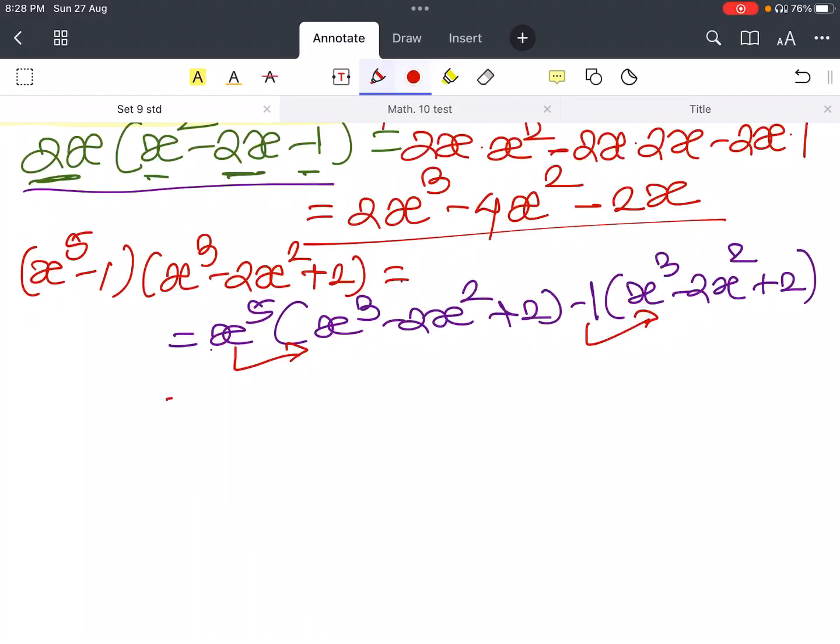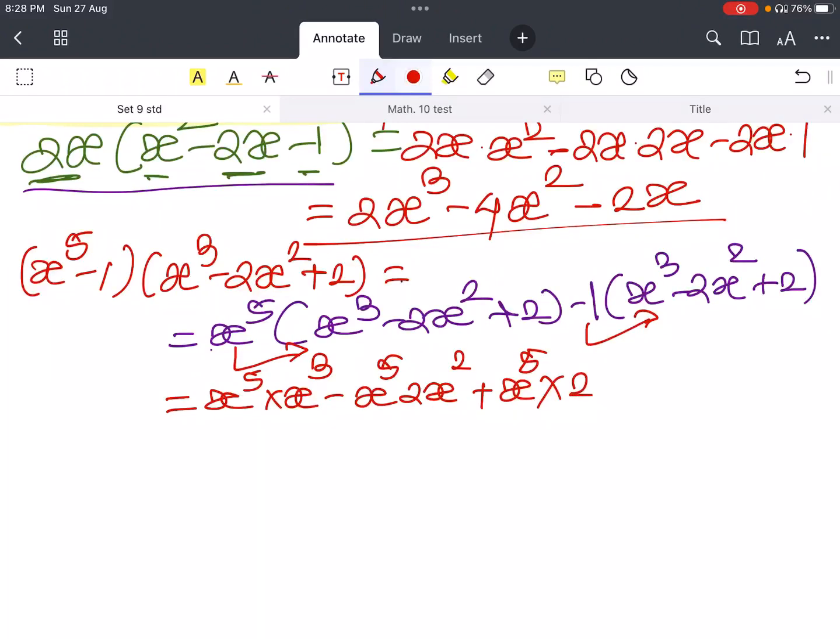Now simplify this: x raised to 5 into x cube, sorry, x raised to 5 into x raised to 3, minus x raised to 5 into 2x raised to 2, plus x raised to 5 multiplied by 2, minus x cube into 1, minus x cube, minus into minus plus 2x square, minus 1 into 2 becomes minus 2.